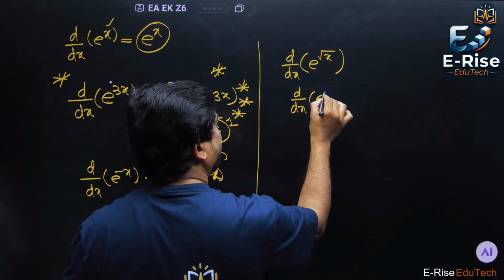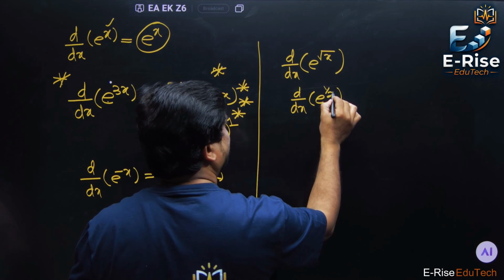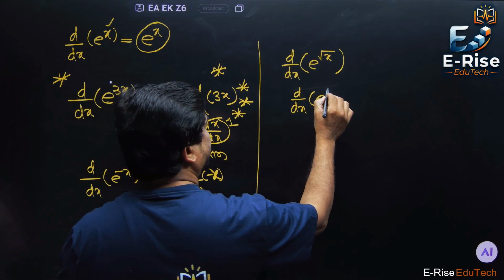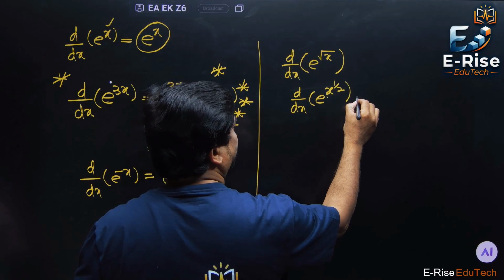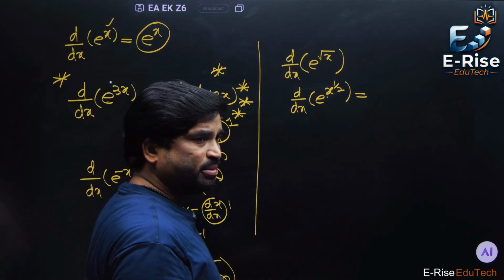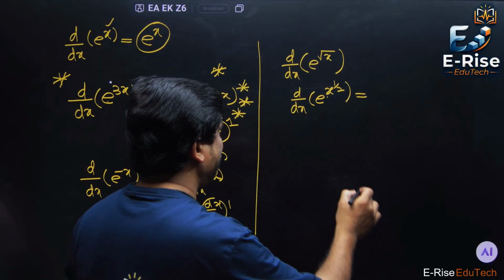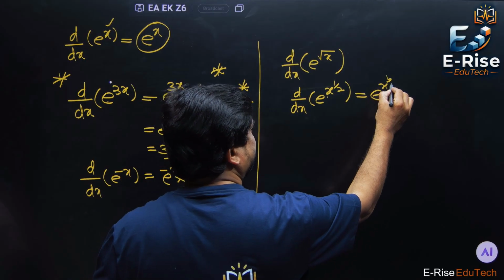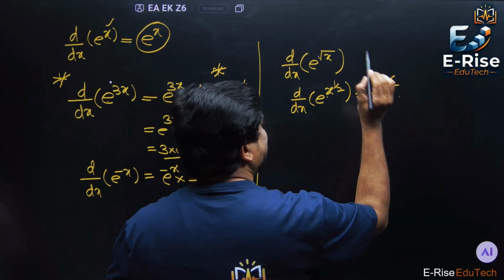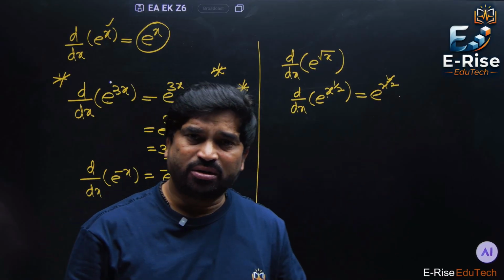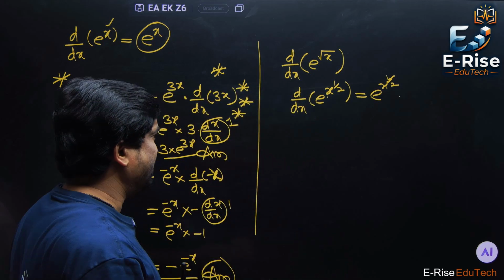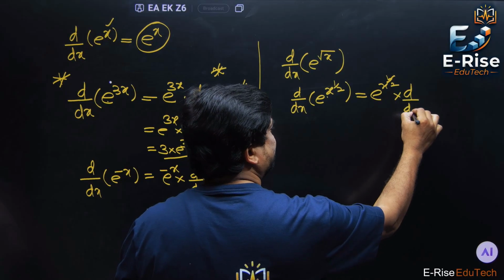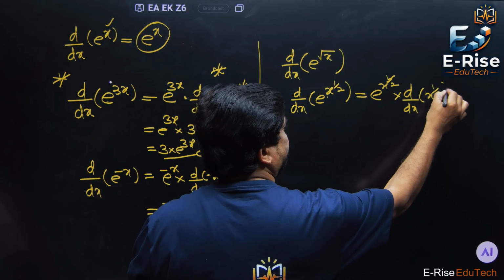D by dx of e power root x. Root x means x to the power 1 by 2. According to the formula, d by dx of e power x is e power x only, but in place of x, root x is given. So the same is replaced like that, x to the power 1 by 2. Here the power of x is not only x, not like what is given in the formula, but here x power 1 by 2. So internal differentiation is needed: d by dx of x to the power 1 by 2.